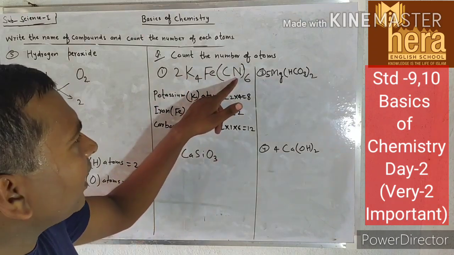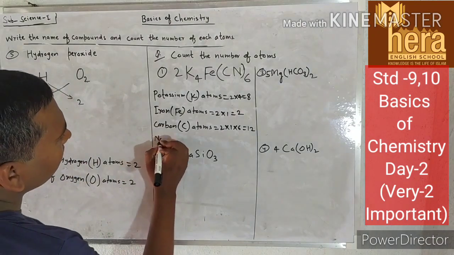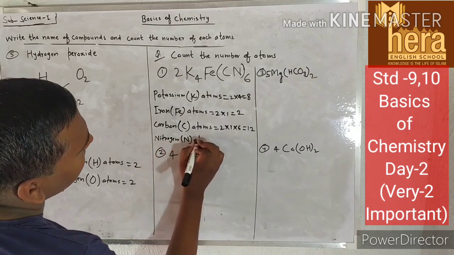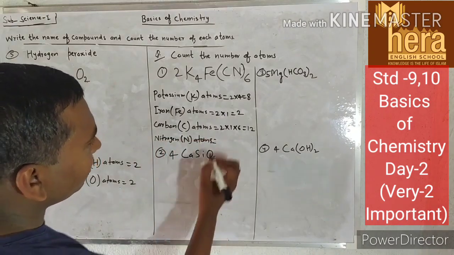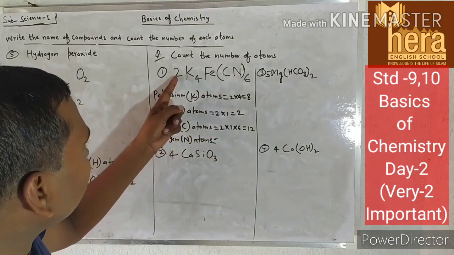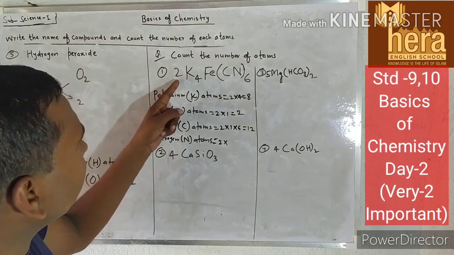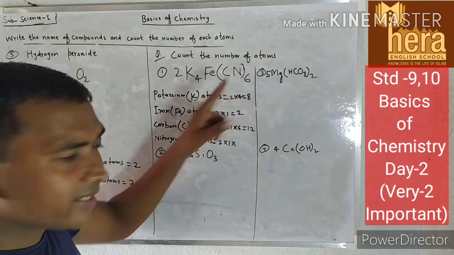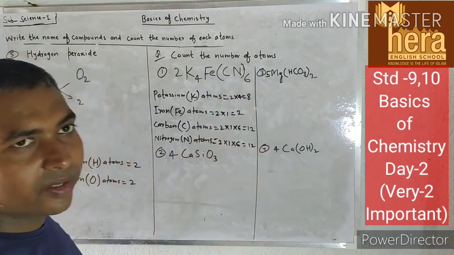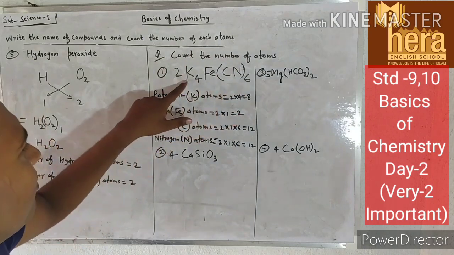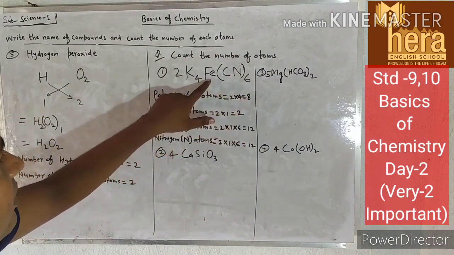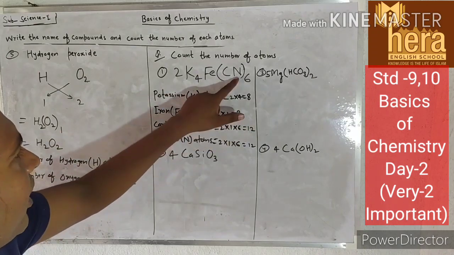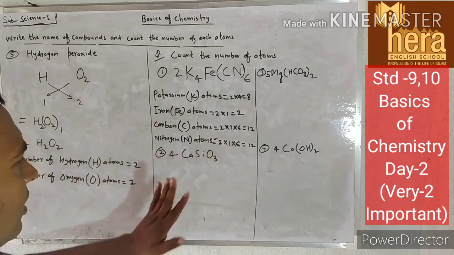Similarly, number of nitrogen atoms is equal to, see, again here is 2, 2 into, here is 1, into, here is 6, 6, again 12. So in these molecules, number of potassium atoms is equal to 8, iron atoms is equal to 2, carbon atoms is equal to 12, nitrogen atoms is equal to 12. Understood?